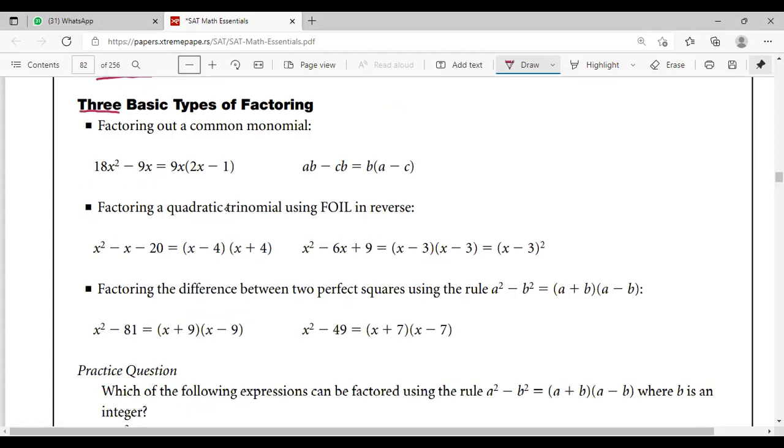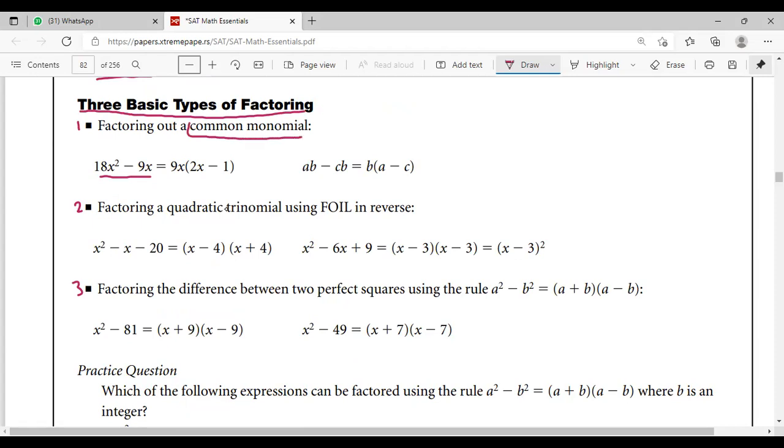Three basic types of factoring. Factoring out a common monomial. So we have 18x squared minus 9x, right? So this is the first type. Then we have a second one and a third one. We need to discuss all these three. So this is basically factoring out a common monomial.